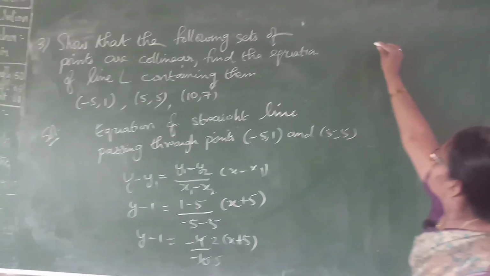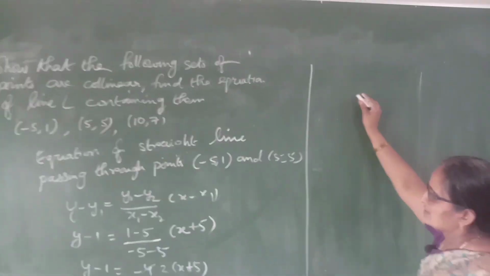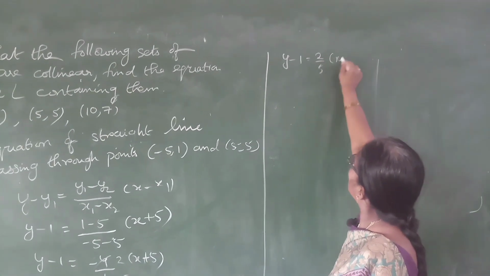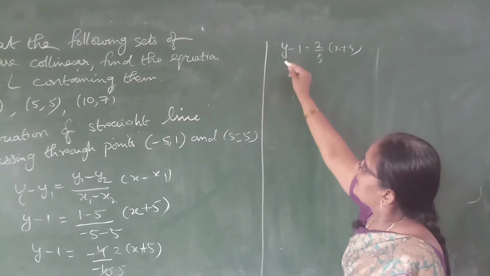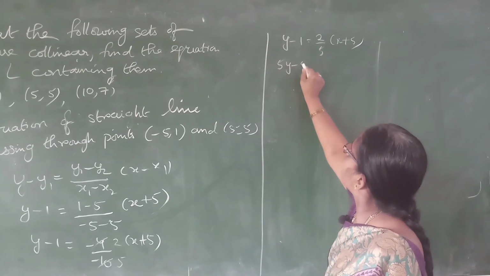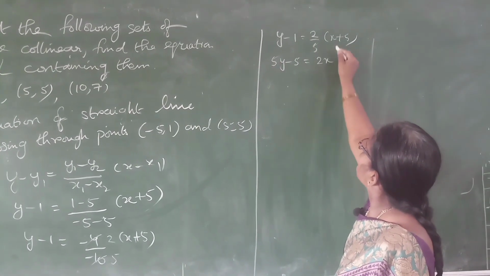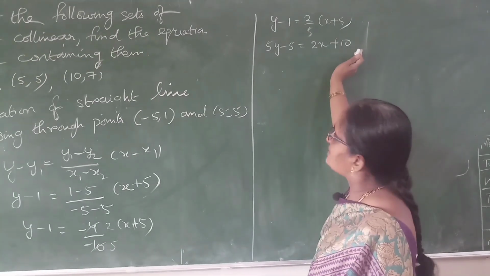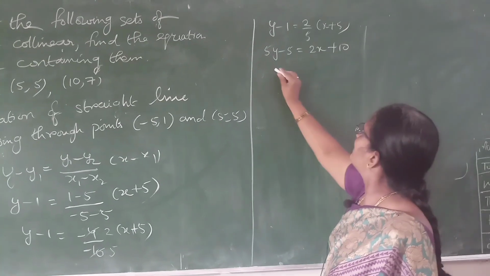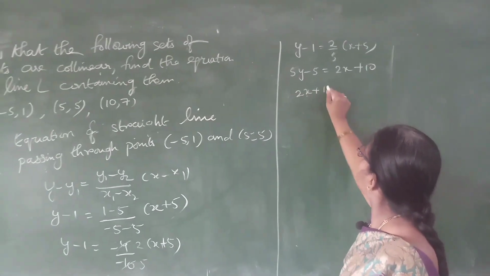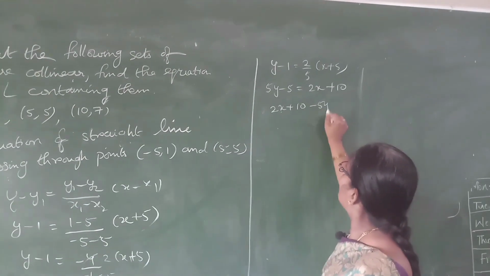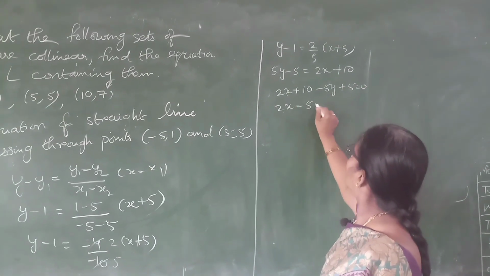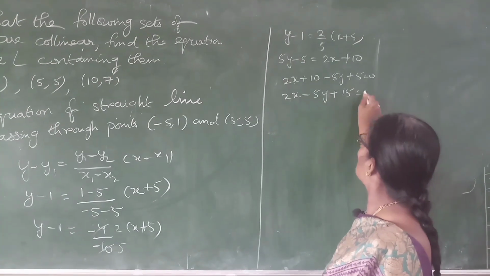So what is your answer? y minus 1 equal to 2 by 5 into x plus 5. Multiply this side: 5y minus 5 is equal to 2x plus 10. Now bring this to this side, like this also we can bring it. So 2x plus 10 minus 5y plus 5 equal to 0. That is, 2x minus 5y plus 15 equal to 0.